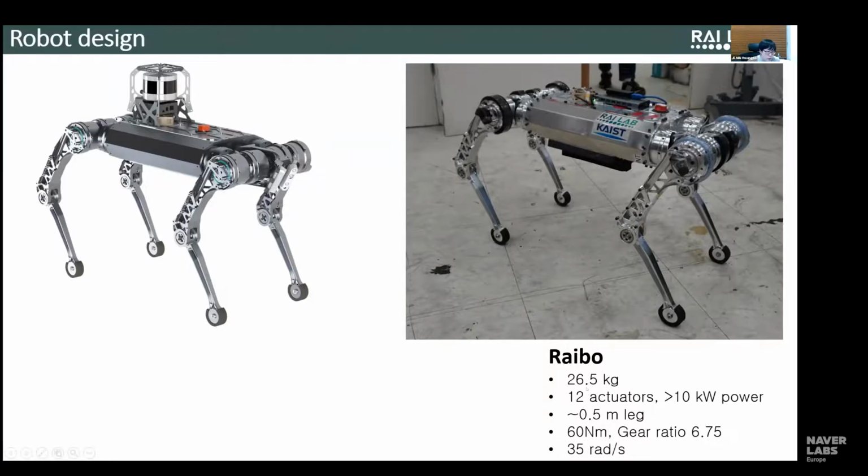The robot is 26 kilograms with 12 actuators. It actually has a lot of power, over 10 kilowatts. That's limited by the battery, not by the actuators. It has 60 Newton meters of torque and 35 radians per second joint velocity if the battery is fully charged. Okay.